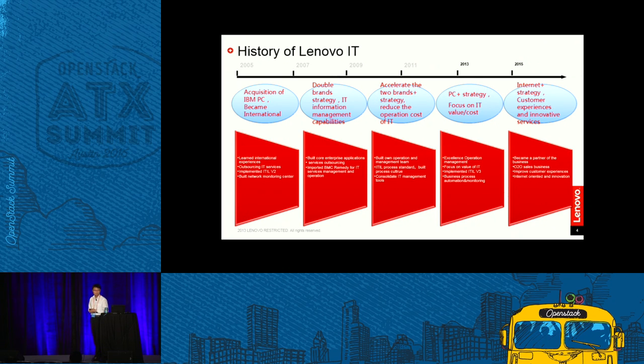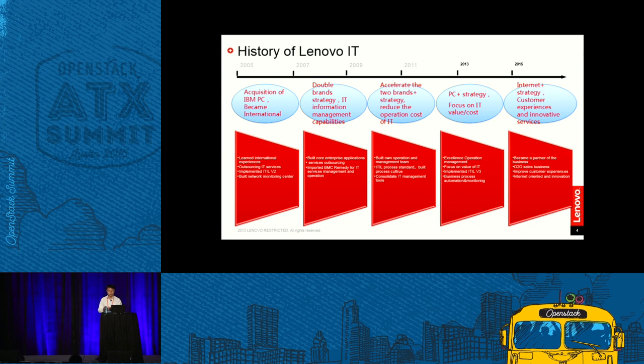And here is a short history of Lenovo IT systems. Starting from 2005, after the acquisition of IBM's PC business, Lenovo IT also changed to embrace international technologies. As the consumer business market changed rapidly, Lenovo's business strategy evolved as well, from the double brand strategy to the PC Plus strategy in 2013, and now the Internet Plus strategy from the business point of view. And at the same time, the IT strategy changed as well.